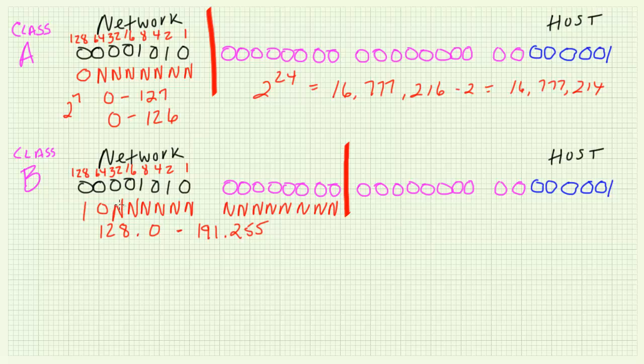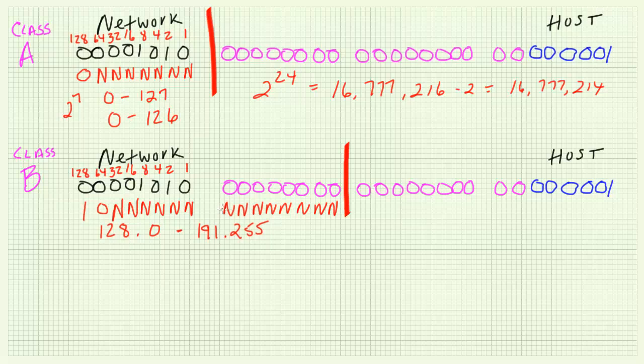So the largest possible number that we could get in a Class B network, once again, if this has got to be a 1, that's got to be a 0. So if we set all of the rest of the bits in the first octet to 1, and we just add up these bit weights up here at the top, 128 plus 32 plus 16 plus 8 plus 4 plus 2 plus 1, that equals 191.